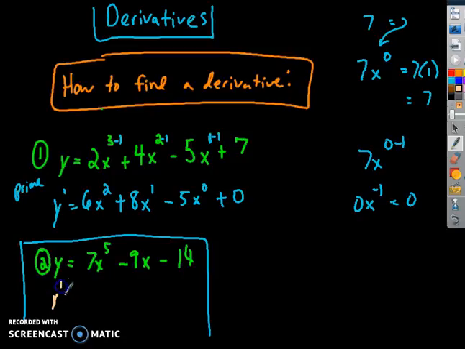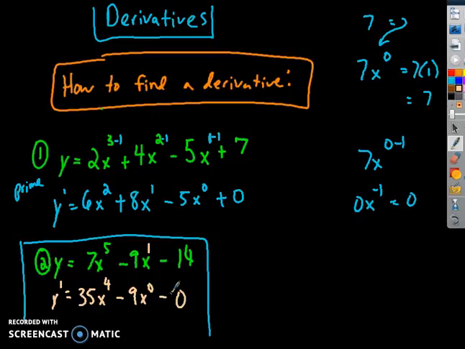So y prime equals, I'm going to take 5 and multiply by 7, making it 35. Then subtract 1 from 5 to make x to the 4th. And then I'm going to take the 1 that's understood to be here, multiply it by the 9, making it 9, and there's going to be x to the 0. Subtract the derivative of 14, which is just 0. So that's what the derivative of it is.